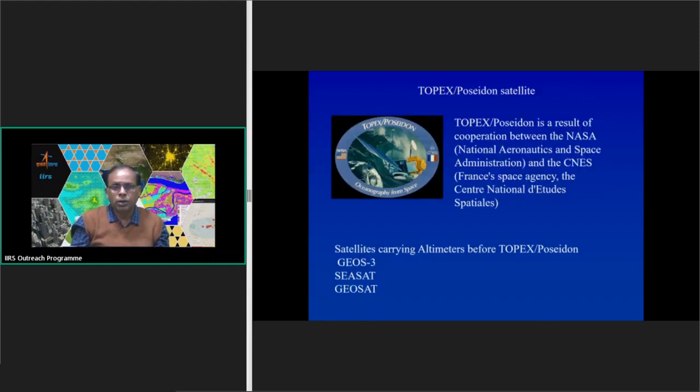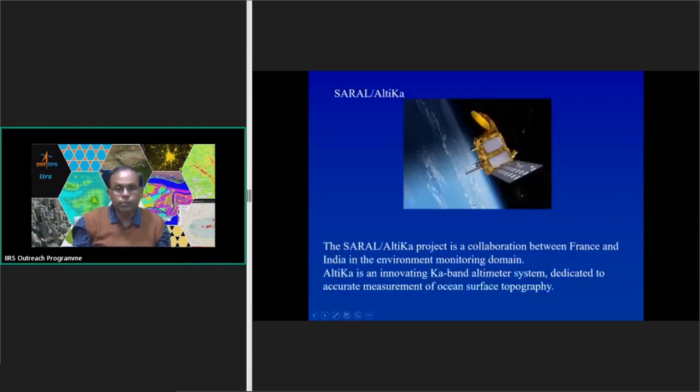And this slide shows you the family of altimeter satellites. The TOPEX Poseidon is a result of the cooperation between NASA and CNES, the French Space Agency. Now we have CNES and ISRO, combined together to manage the altimeter known as AltiKa. And apart from that, GEOS-3, SEASAT and GeoSat also carried altimeters.